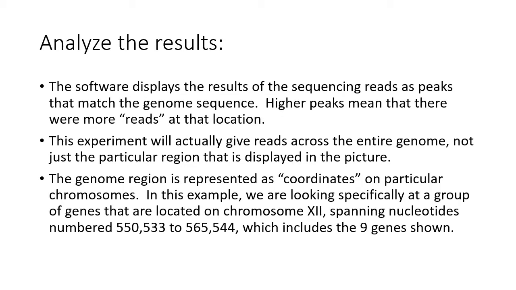Okay, so the software displays the results of the sequencing reads as peaks. Imagine it makes a little tick mark whenever it sees a read at that particular location, and it gets more and more tick marks. So higher peaks mean that there were more reads at those locations, right? This actual experiment would give us reads across the genome, not just the region we're looking at. But the region we're looking at is represented as coordinates on a particular chromosome, and we're looking at a group of about 9 genes on chromosome 12.